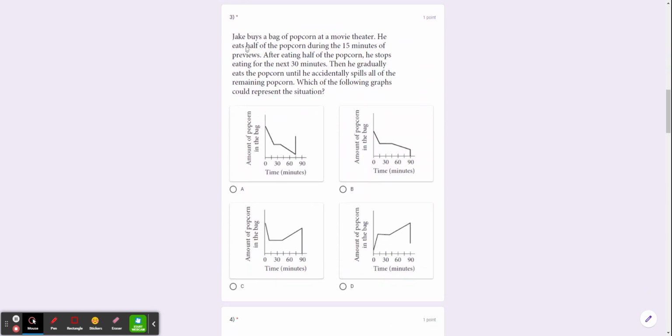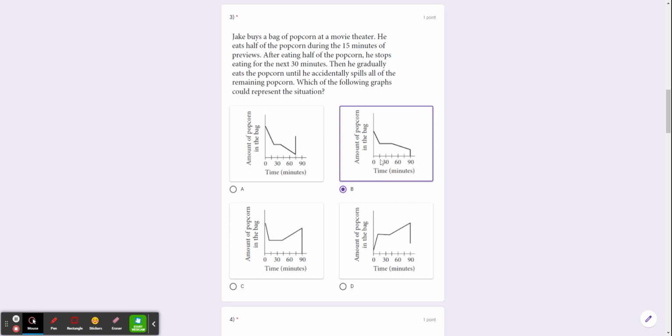Okay, so for 3, Jake buys a bag of popcorn at the movie theater, eats half the popcorn during the first 15 minutes of the previews, and then after eating half the popcorn, he stops for the next 30 minutes. He then gradually eats the popcorn until he accidentally spills all of the remaining popcorn. Which of the following graphs could represent the situation? Now, if you read that, he never got a refill, which means this popcorn amount can never go up in the bag, and the only choice that always goes down is B.